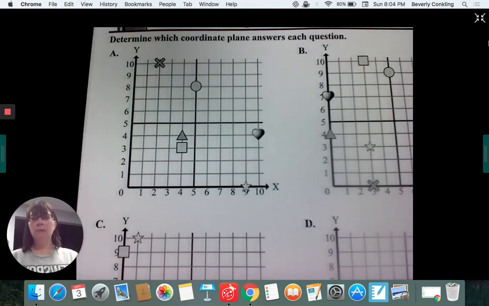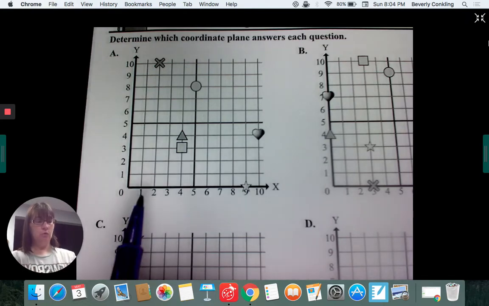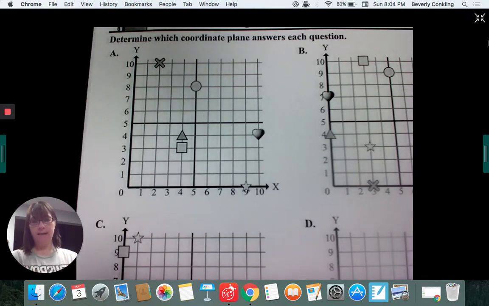So today we're going to be doing more with coordinate graphing, but this time we're going to determine the distance between the shapes on here. So you don't necessarily have to do the x-axis and y-axis. There might be a few questions that you need to use the x-axis and y-axis for, but for the most part we're just counting the units between.